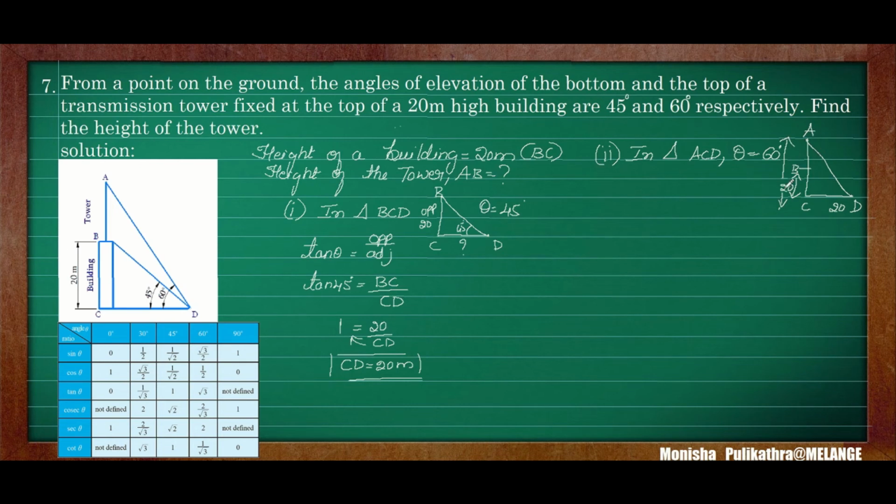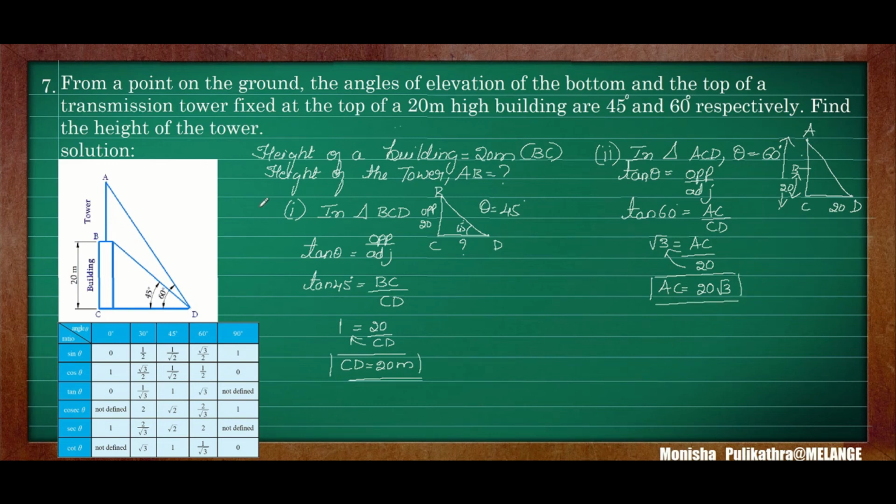Again, opposite by adjacent. Adjacent is given. Therefore, we can take tan theta once again. So tan theta is equal to opposite by adjacent. The angle is 60 degree, opposite side is AC and adjacent side is CD. So tan 60 according to the chart is root 3. So root 3 is equal to AC, which is not given, by CD, which is 20. So here AC is equal to, by cross multiplication, 20 root 3.